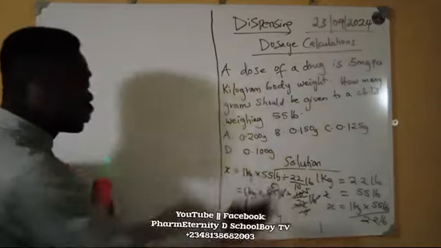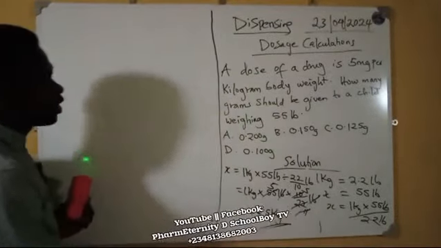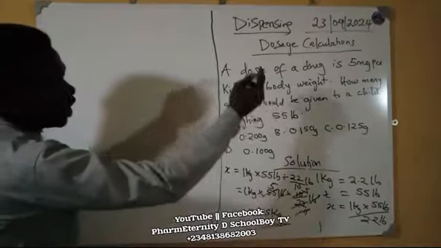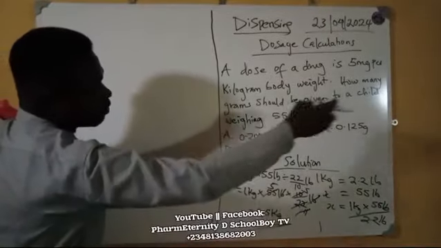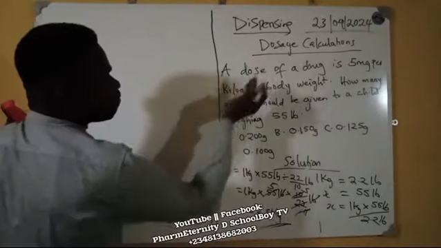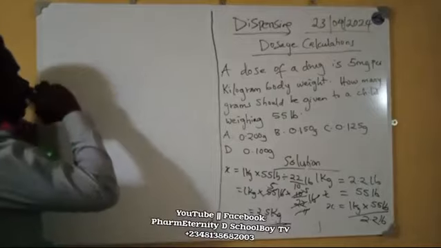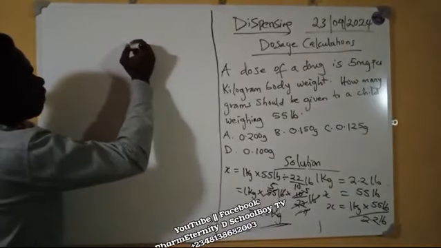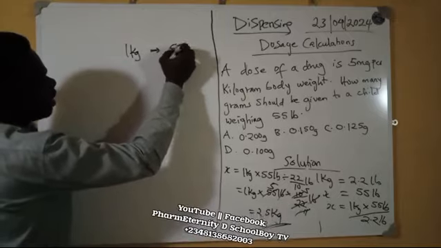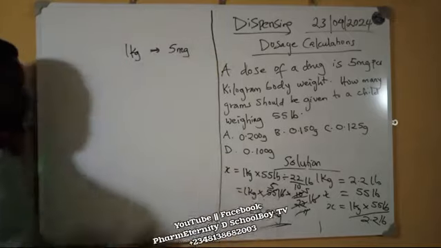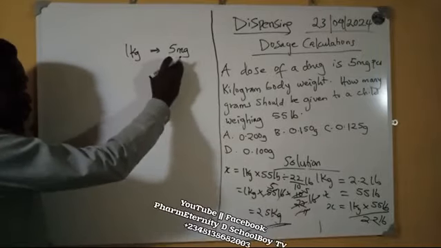So we can now use this 25 kilograms to solve this question. Now let's go back to this first part of the question. So we have moved this 55 pounds to kilogram. So here now we have 5 milligram per kilogram body weight. As I said before, what this implies is that the patient will require 5 milligram of the drug for 1 kilogram of body weight. So if 1 kilogram of the body weight, we need 5 milligram of the drug.